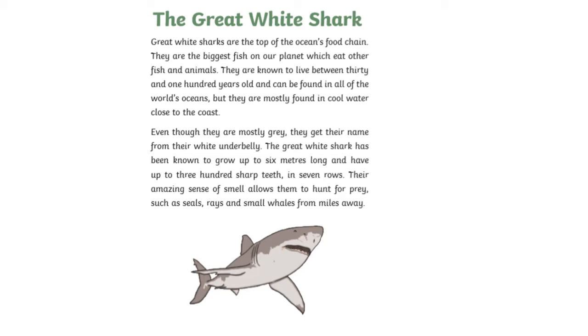The great white shark has been known to grow up to 6 meters long and have up to 300 sharp teeth in 7 rows. Their amazing sense of smell allows them to hunt for prey such as seals, rays, and small whales from miles away.